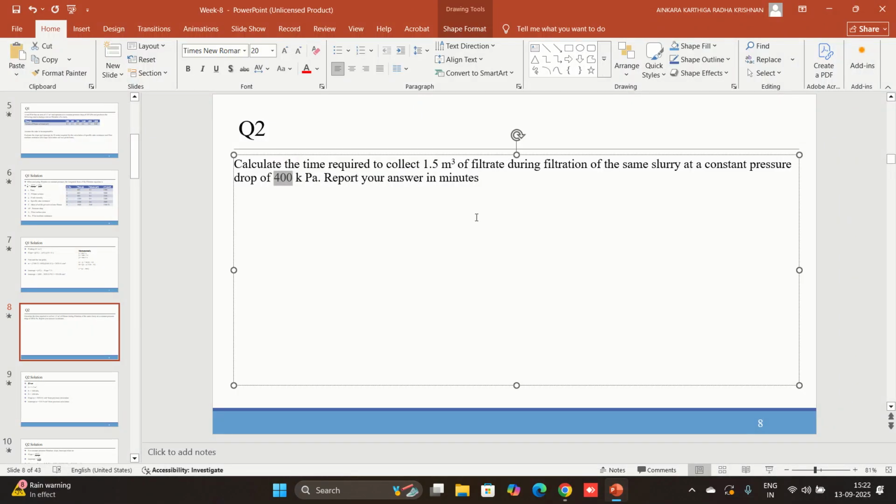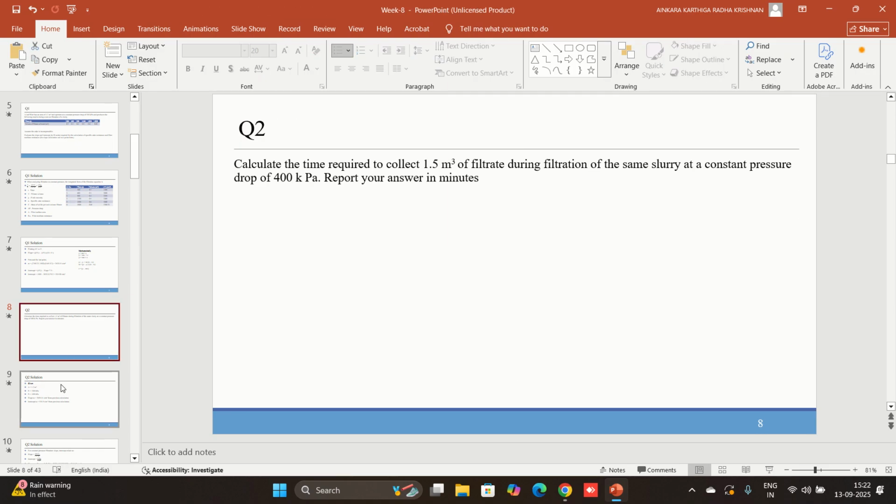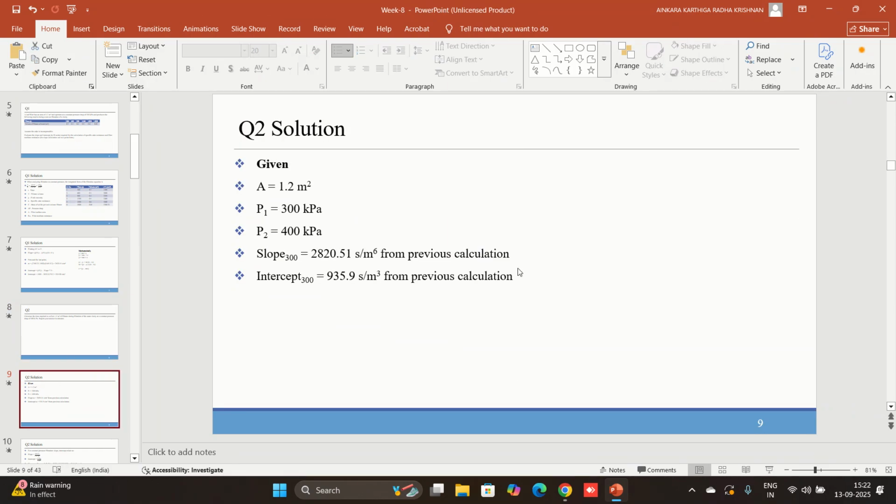If it was 300 kilopascal, we could directly use the slope and the intercept concept and get the time required for 1.5 meter cube. Now we do not directly know the slope and the intercept, so we have to calculate the slope and the intercept at 400 kilopascal first, and then move on to finding the time required to collect 1.5 meter cube of the filtrate. So first let us write what is given: area is 1.2 meter square, and the volume of filtrate we can also write.